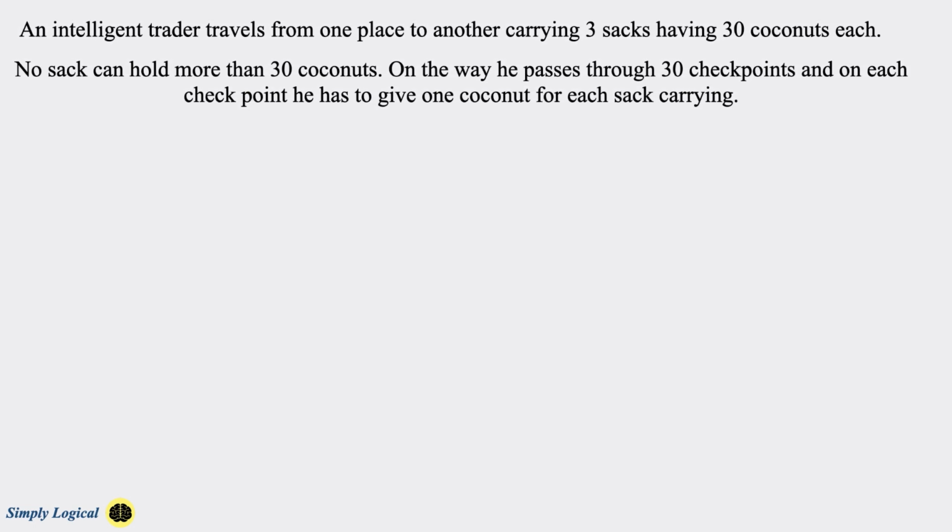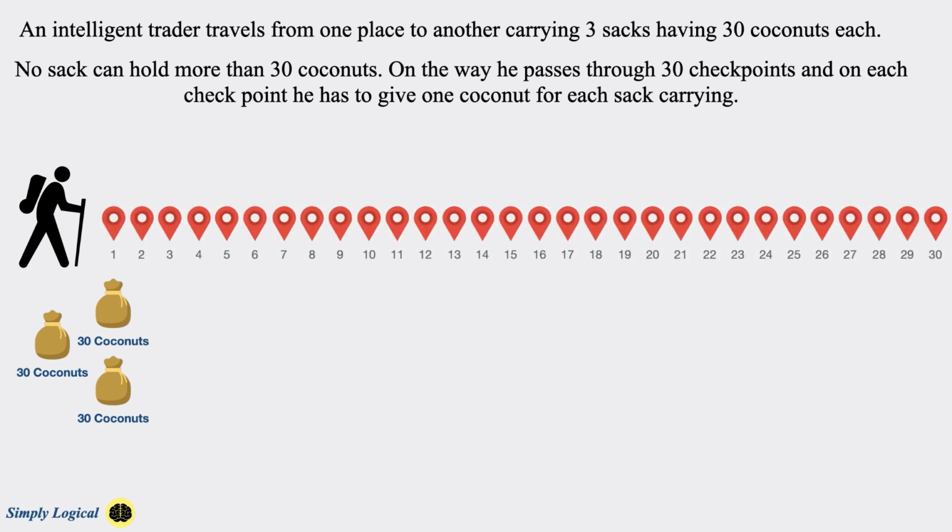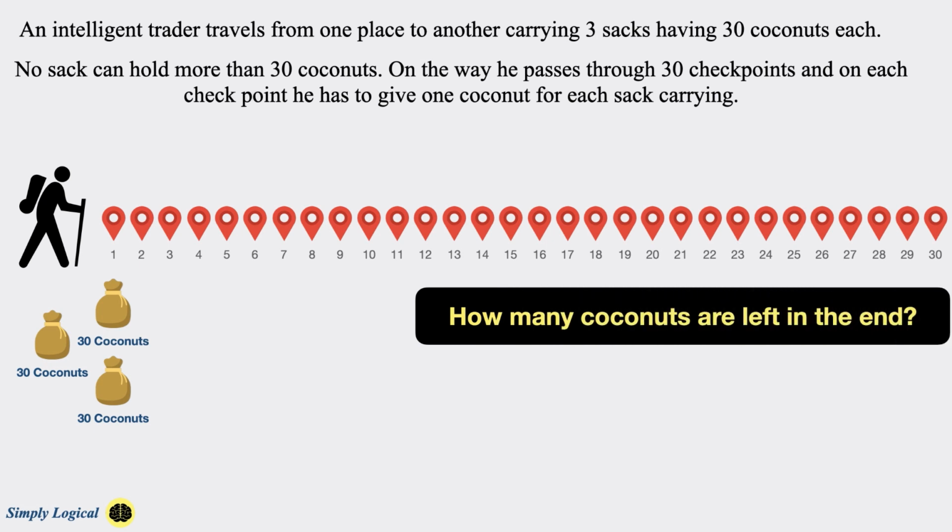Let me repeat the puzzle. An intelligent trader travels from one place to another carrying 3 sacks having 30 coconuts each. No sack can hold more than 30 coconuts. On the way, he passes through 30 checkpoints, and on each checkpoint, he has to give 1 coconut for each sack carrying. The question is, how many coconuts are left in the end? Let's assume that the maximum capacity of each sack is 30 coconuts.